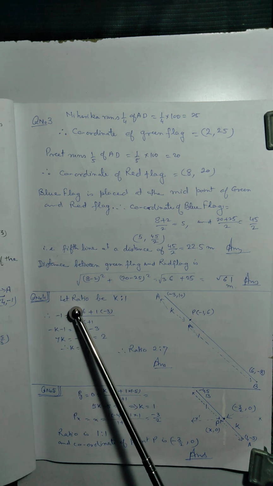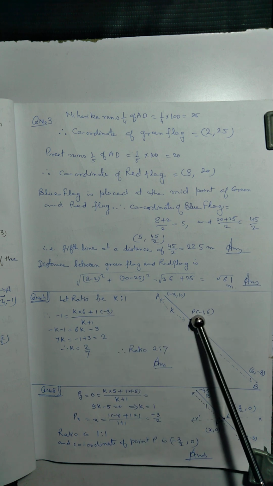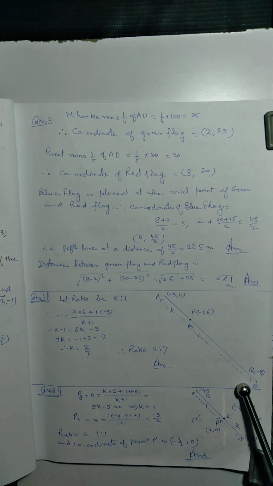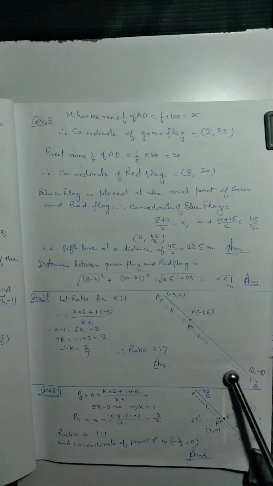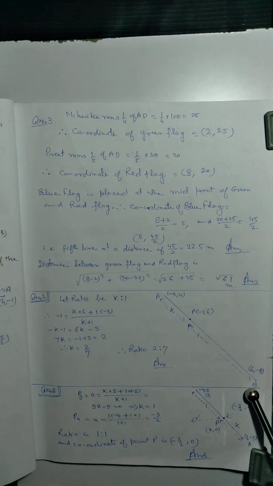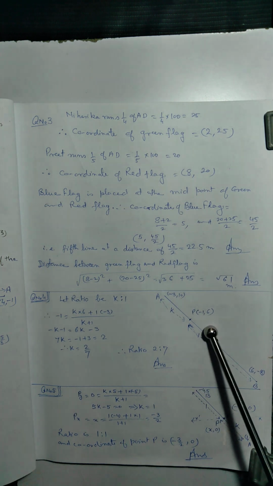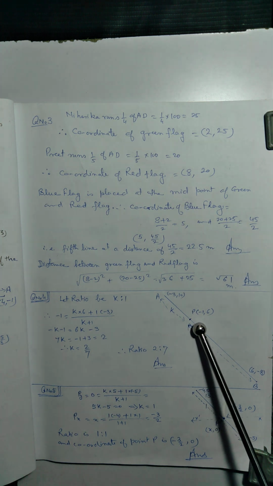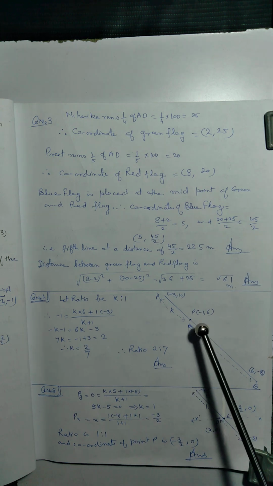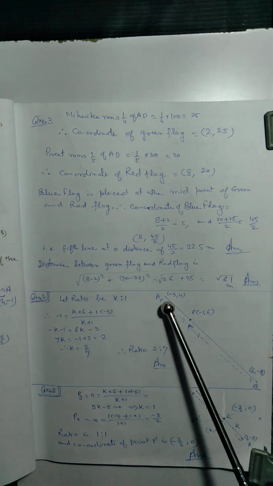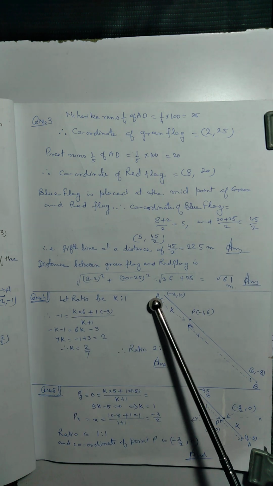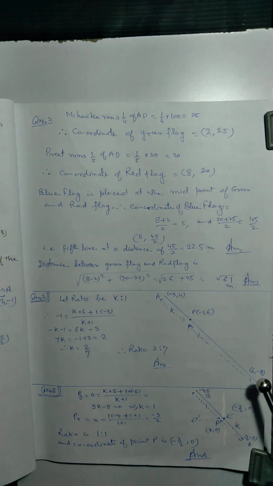You see, let the ratio be k:1. There is a line segment AB, where the coordinate of A is (minus 3, 10) and the coordinate of B is (6, minus 8). The coordinate of the point P is given, that is (minus 1, 6). We have to find the ratio in which the point P divides the given line segment AB. So let the ratio be k:1, meaning AP is k and PB is 1.